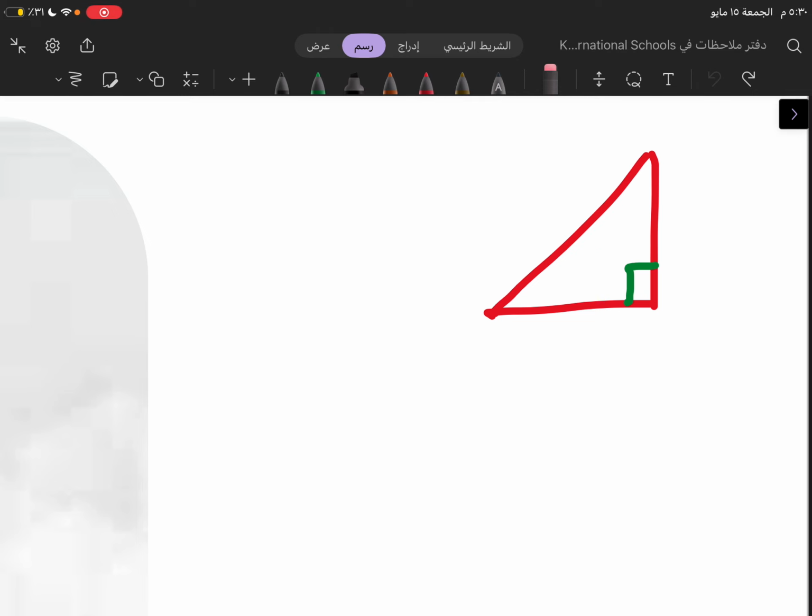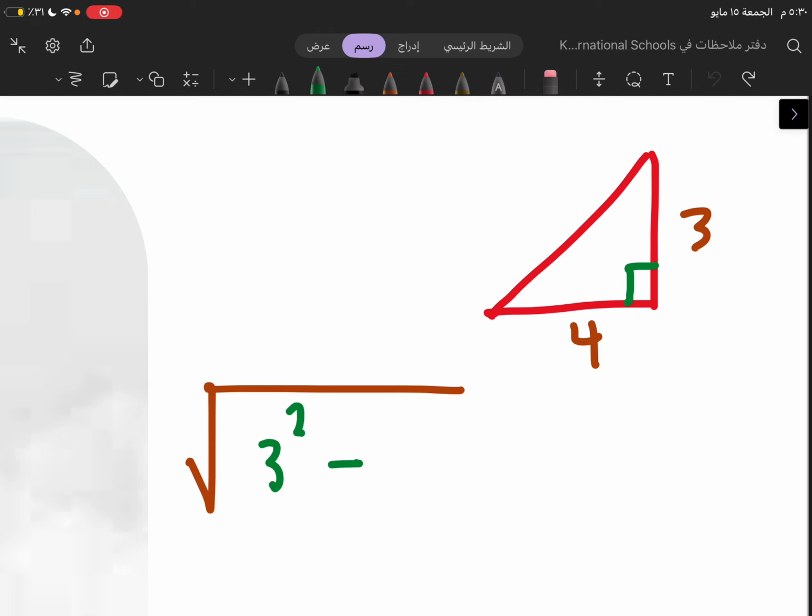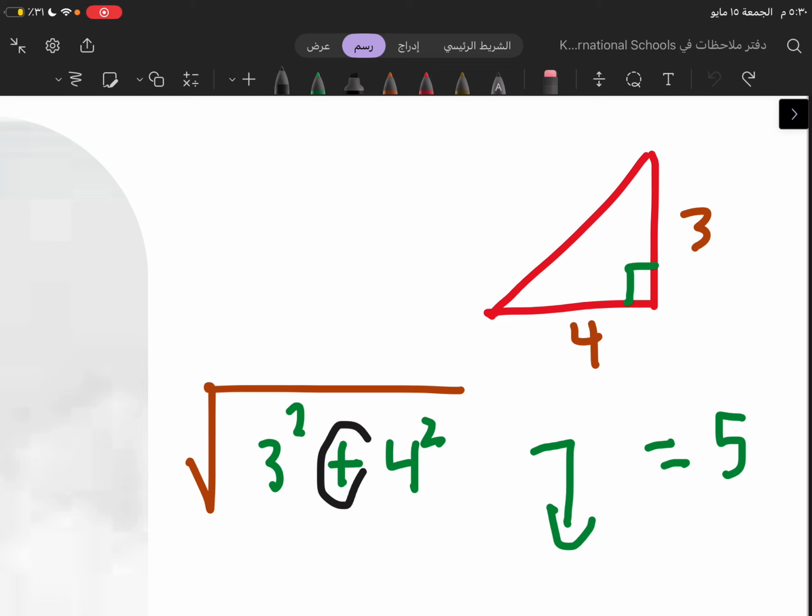Good. Now if I have this is 3, this is 4, how do we find it? We click radical in our calculator: 3 square plus 4 square, enter. The answer will be 5. Why do we add in this case? Because he asked me to find the longest side, which is this side. And how do I know it is the longest side? Because it is opposite to the right angle.